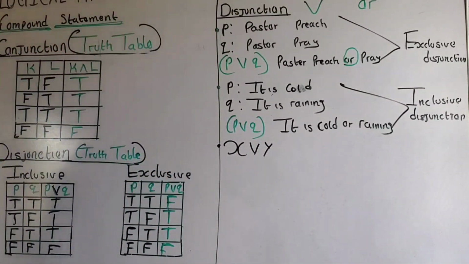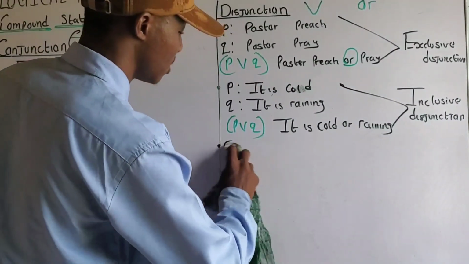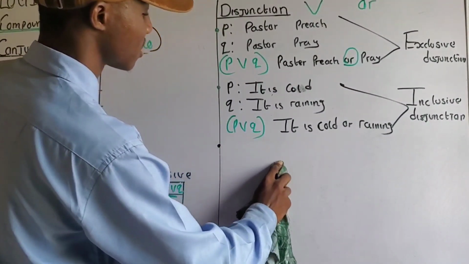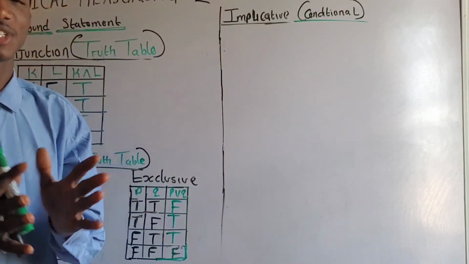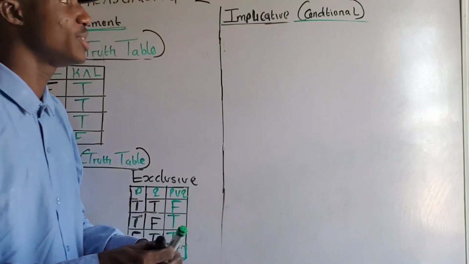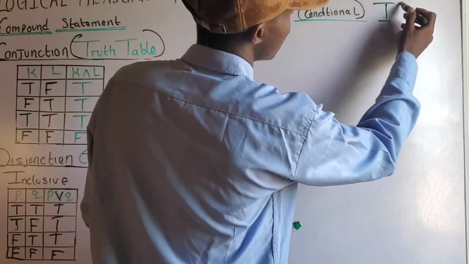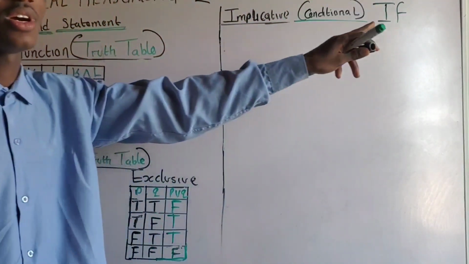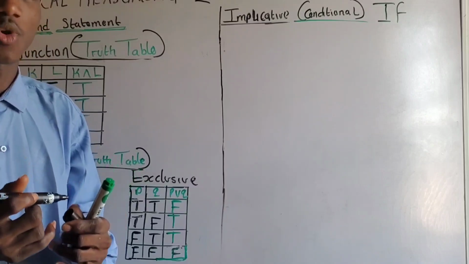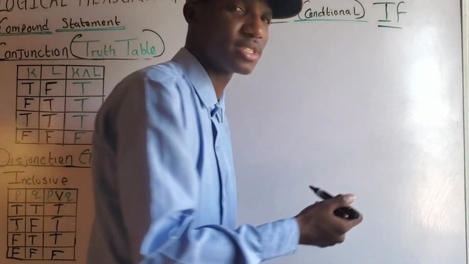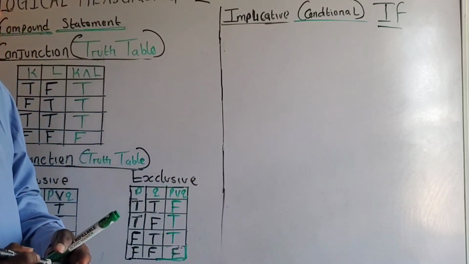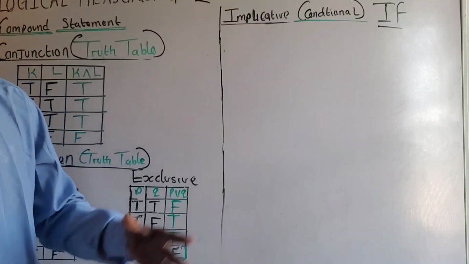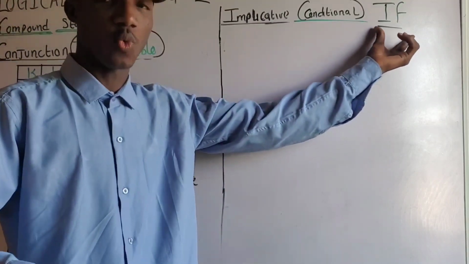Okay? So let us proceed to another connective known as conditional or implicative. You understand? Another name for conditional is implicative. When you have two simple statements that are joined together by this word if, this one that you see here is known as the connective. That statement is called a conditional statement. So we have a compound statement called a conditional statement when we have two statements that are joined together by this word if.